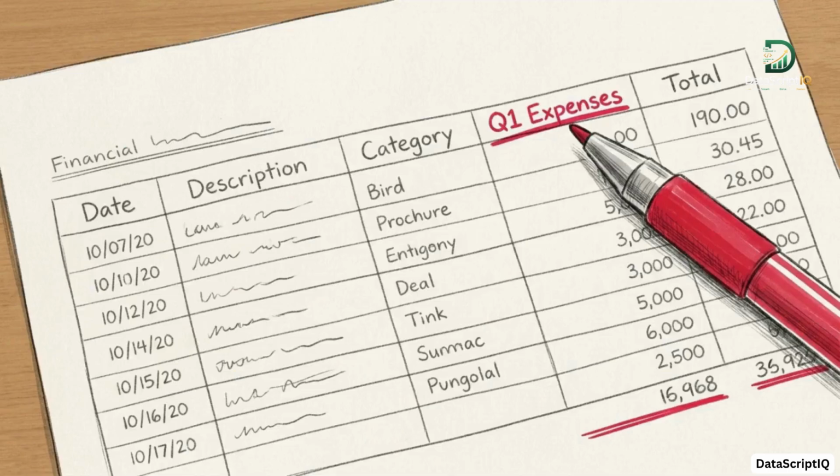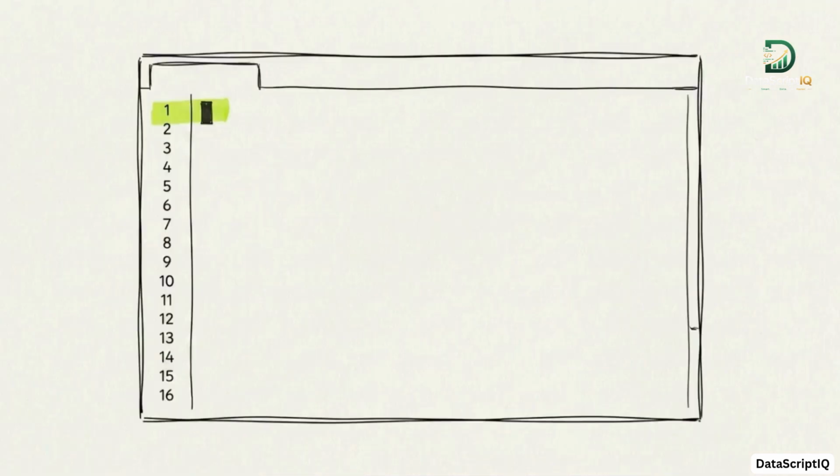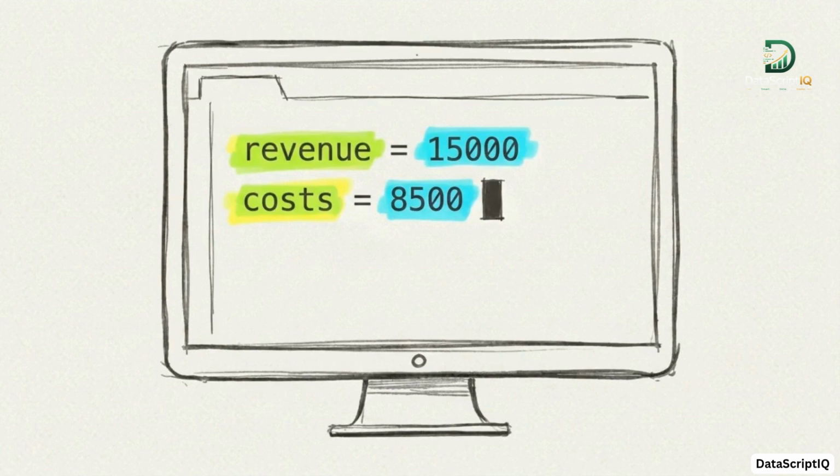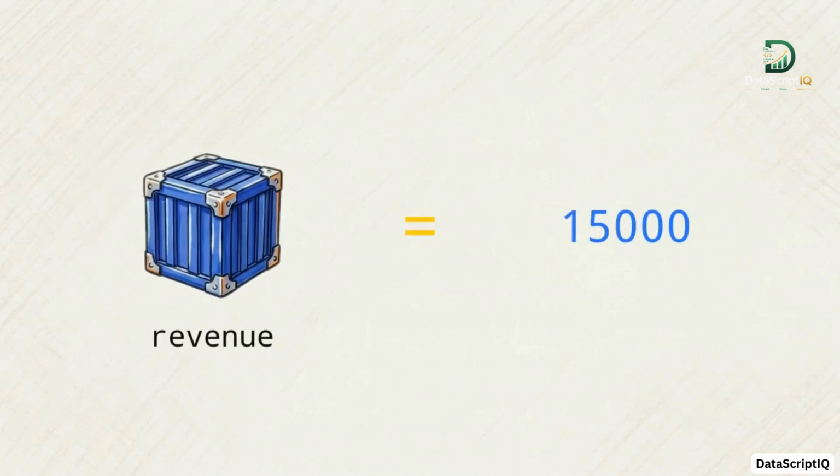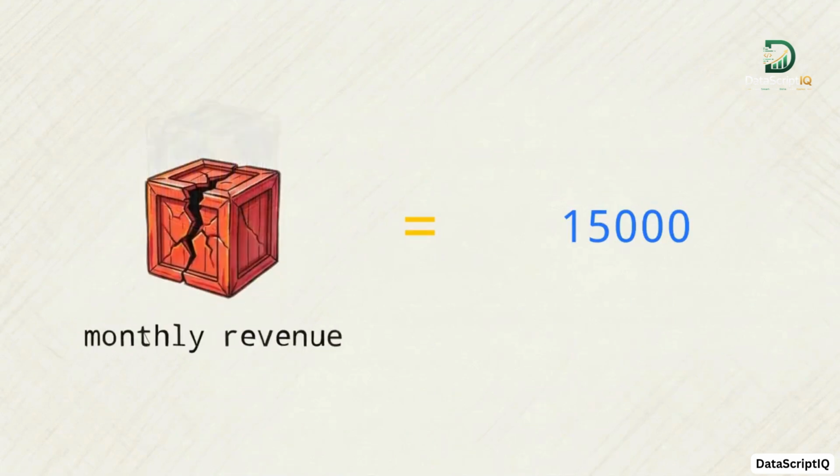Step 1 of building our report is defining the raw financial data we want to analyze. Let's type out our first variables to represent our business metrics. We will set a revenue figure of $15,000 and a costs figure of $8,500. In Python, this single equal sign serves as an assignment operator. It stores the right side value inside the named container on the left.